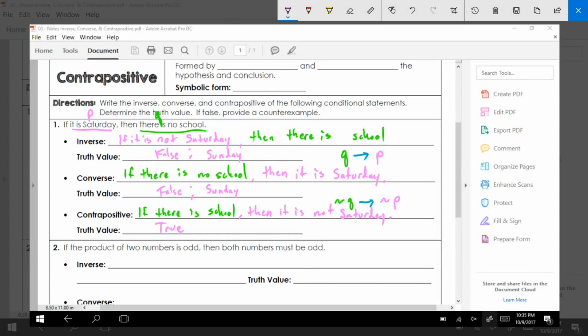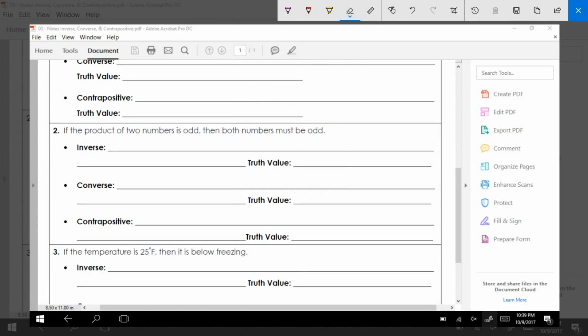Let's do another example to help you guys out even more. Let's do number 2 together. On to number 2. This one's a little more mathy, so maybe it gets a little more complicated, but if you think your way through it, you will be fine. So first, let's label it.